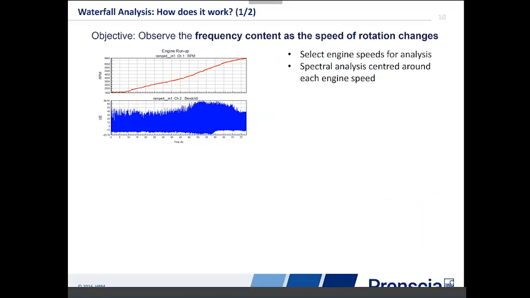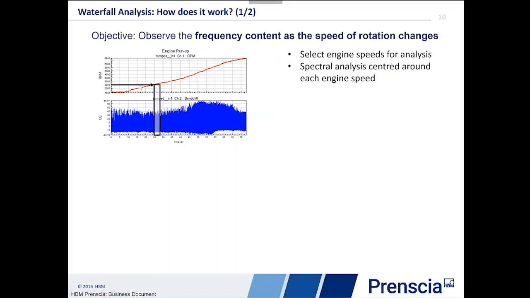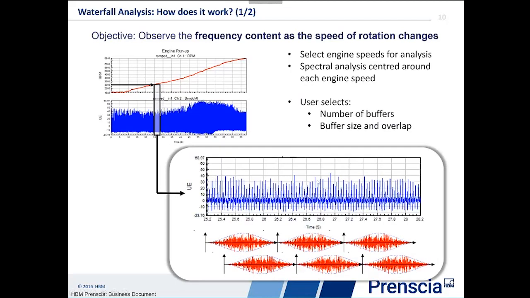So the idea is to do a series of spectral analyses for various speeds. Let's start, for instance, by considering the speed of 3,000 RPM. Around 3,000 RPM, this is the corresponding signal, in this rectangle. We could extract this signal and cover it with buffers, just like the usual FFT type analysis.